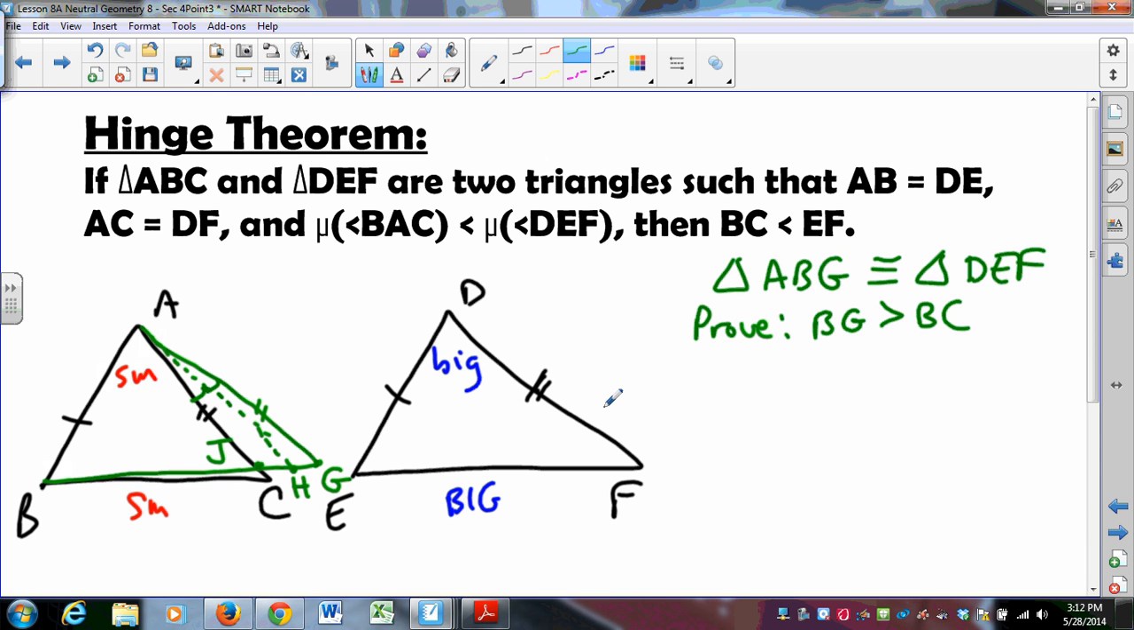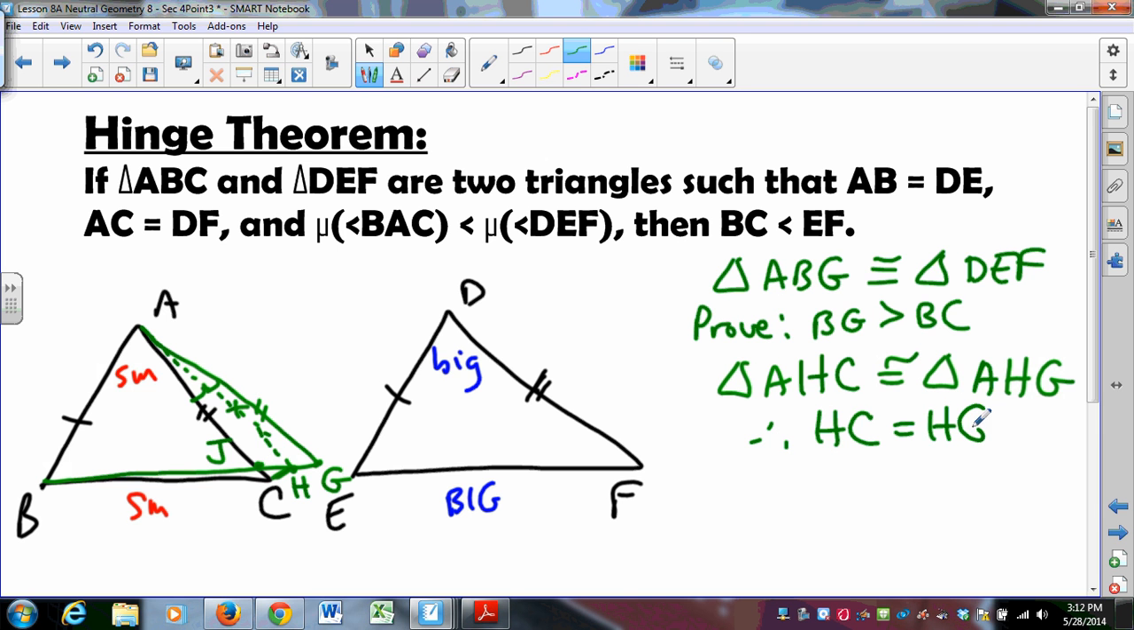I have triangle AHC, which doesn't even exist yet. There it is. Congruent to triangle AHG because it's got the double marked sides, it's got an angle bisector, and it's got this thing congruent to itself. So therefore, HC is the same as HG.